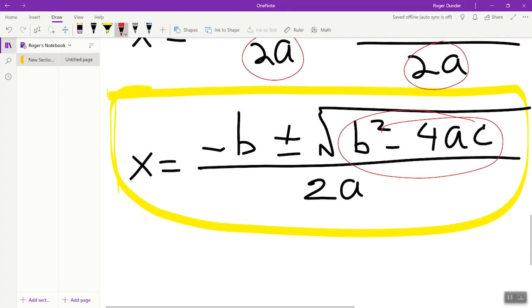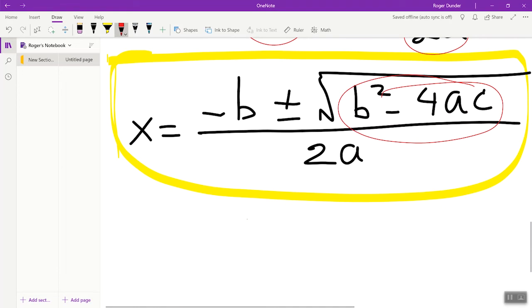So anyway, here we have the quadratic formula. x equals minus b, plus or minus the square root of b squared minus 4ac quantity divided by 2a. Very cool. Memorize that equation. Say that about 100 times and you'll remember it.